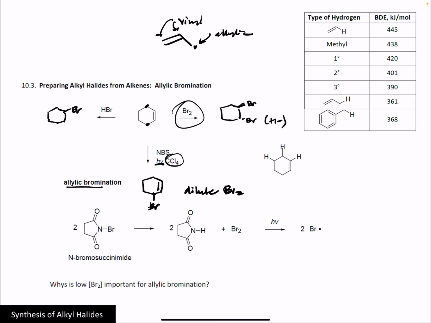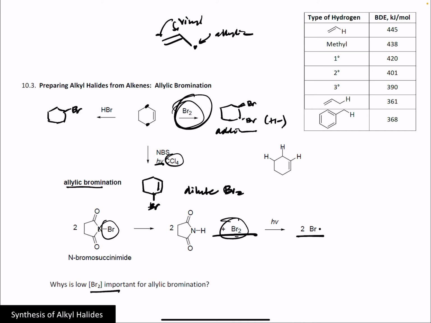So how do we generate our Br radical? We use this reagent called N-bromosuccinimide, NBS. It slowly releases bromine, and then in the presence of light, that becomes the radical. NBS is a really dilute source of bromine. And why is it important? We want to do the radical reaction. If we have high concentrations of Br2, we're going to do the addition reaction.